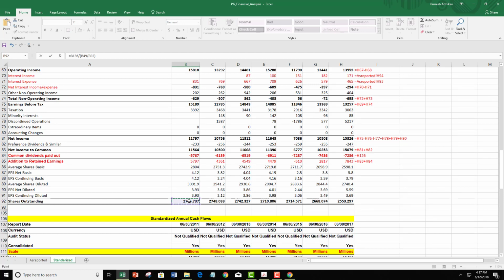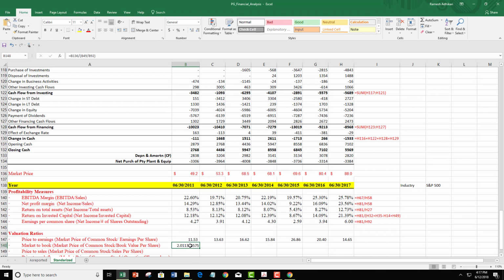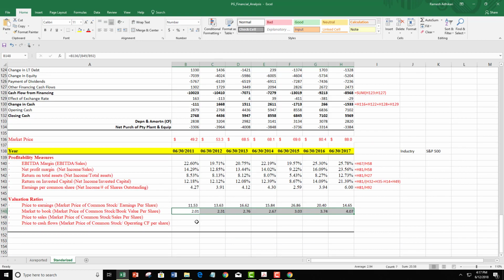So that gives me book value per share, and when I divide the market price by book value per share, I get the market to book ratio. Again, I can drag it to the right and get that number. I can also change the format to make this look better. So that's my second valuation ratio.